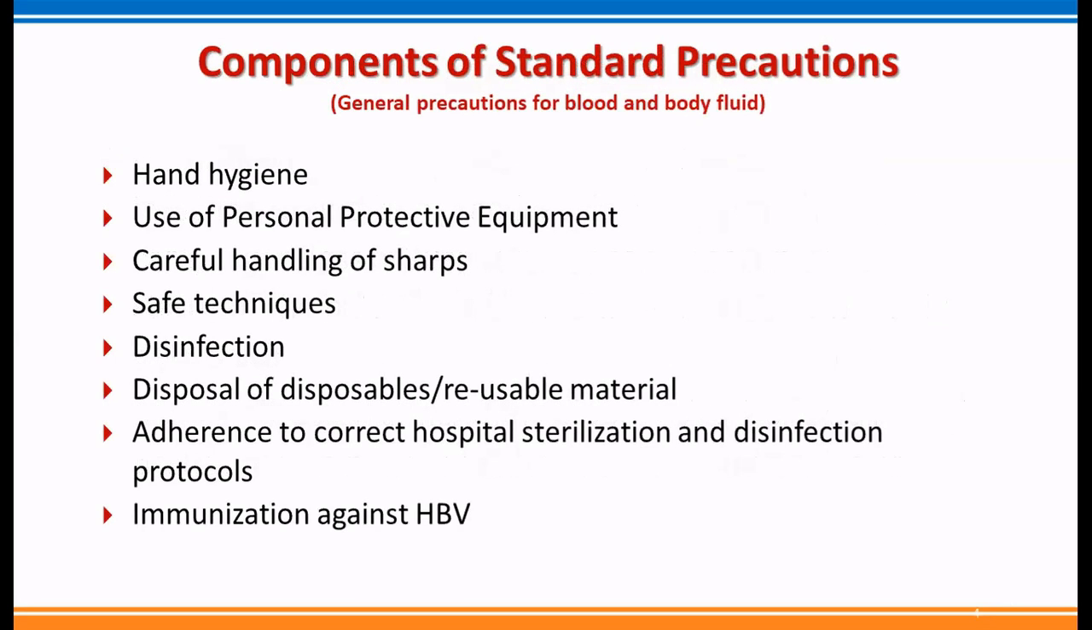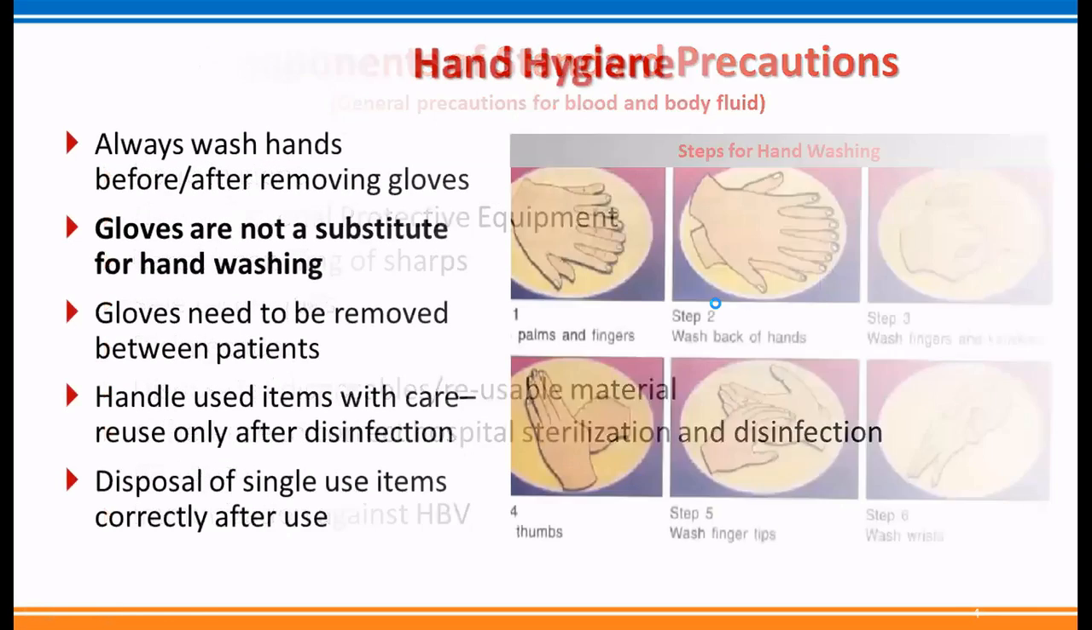Now, the components of standard precautions, they are otherwise also called general precautions for blood and body fluid: hand hygiene, we will come to the details of this in the next slide; use of personal protective equipments; careful handling of the swabs; safe techniques; disinfection; disposal of disposables or reusable material; adherence to correct hospital sterilization and disinfection protocols; and immunization against hepatitis B virus.